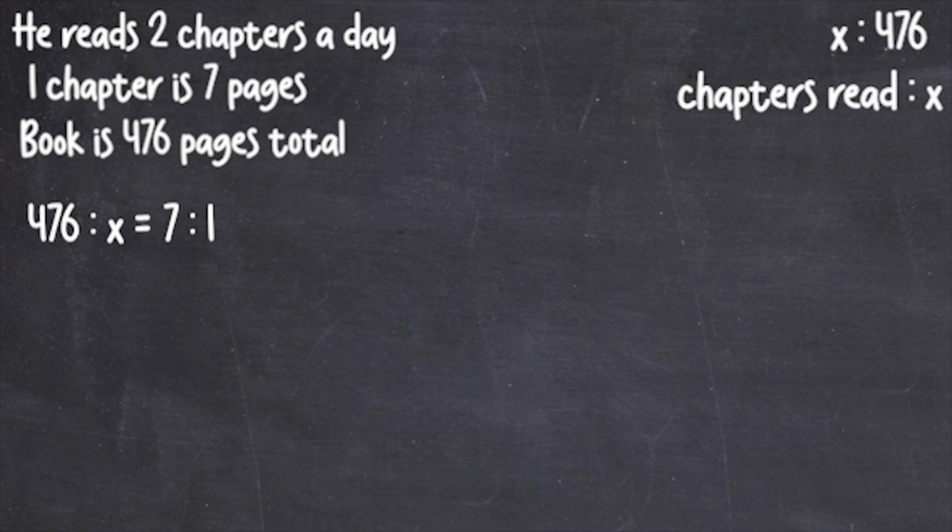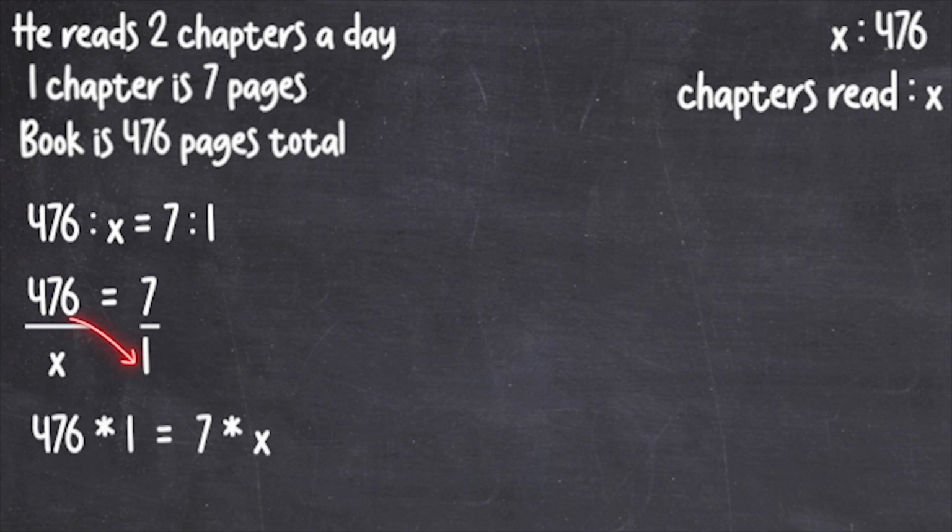As usual, the next step is to convert this proportion into a fraction, giving us 476 over X equals 7 over 1. Next, we'll cross multiply on both sides of the equation to get 476 times 1 equals 7 times X. This gives us the equation 476 equals 7 times X.